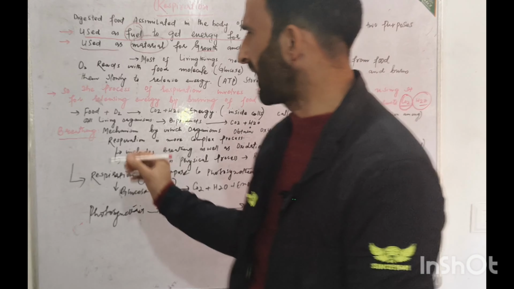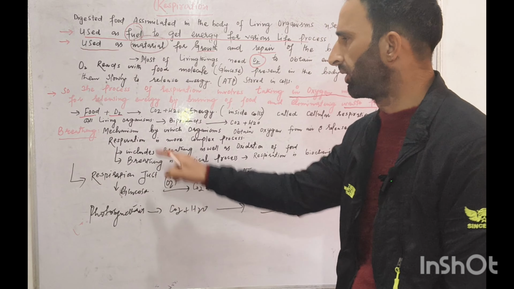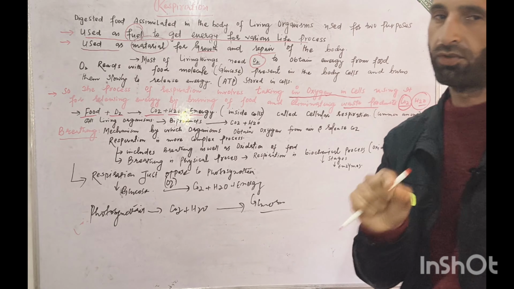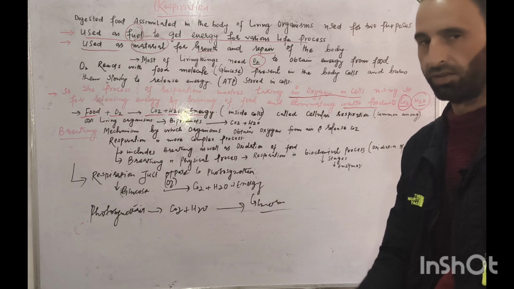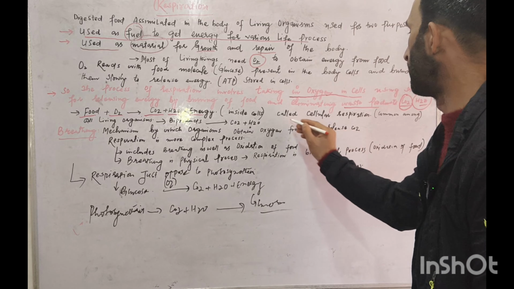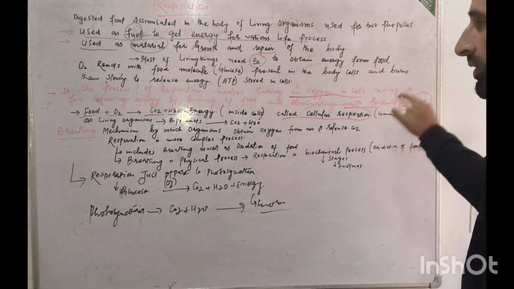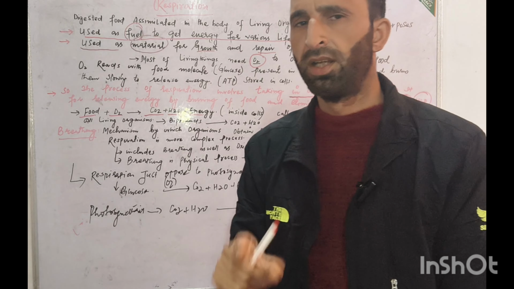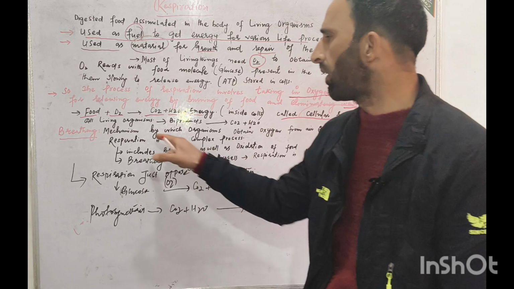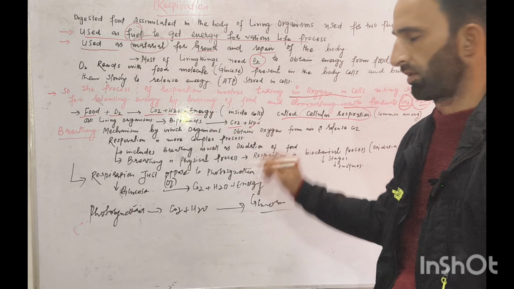We simply write: this is food and this is oxygen. When food combines with oxygen, carbon dioxide, water, and energy are produced. This occurs inside the cell. When this occurs inside the cell, it is known as cellular respiration. Cellular respiration is common among all living organisms. The byproducts of cellular respiration are carbon dioxide and water.